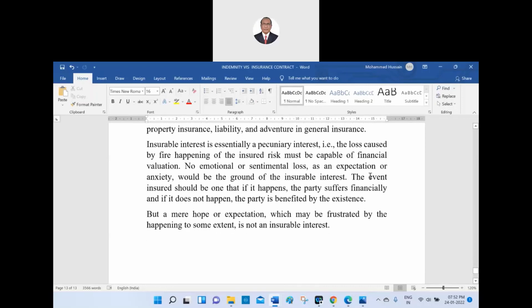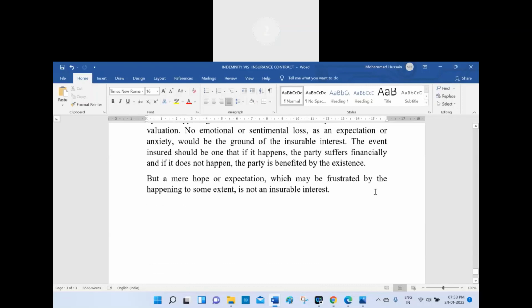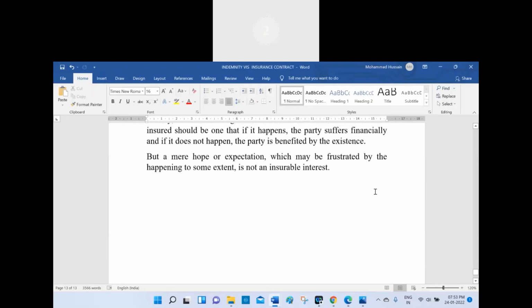No emotional or sentimental loss, nor an expectation or anxiety, would be the ground for insurable interest. The event insured should be such that if it happens, the party suffers financially, and if it does not happen, the party is benefited by the existence. Suppose the accident happens, he is going to get the indemnified amount. Suppose the accident doesn't happen, he will lose only the premium, which is a meager amount. Is it or not? Yes, sir.